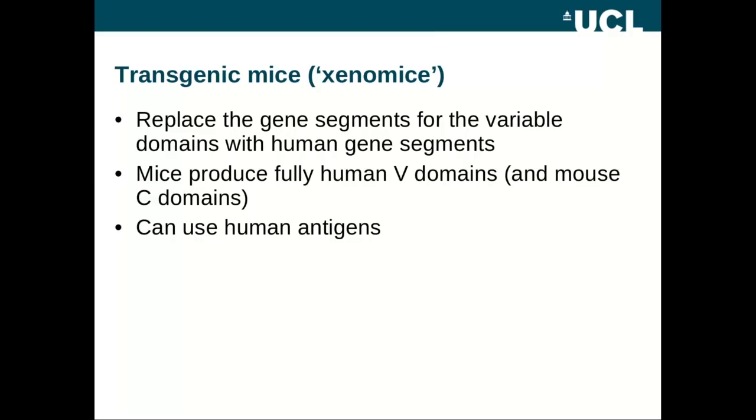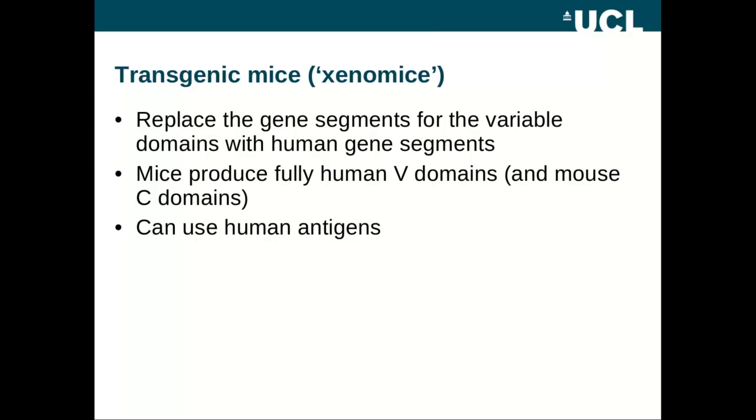And what's been done with these mice is that the gene segments for the variable domains, so the V's and J's of the light chain, the V, D and J for the heavy chain, have been removed or silenced and replaced with the equivalent human gene segments. And this means that those mice produce fully human V domains when challenged with an antigen including a human protein.